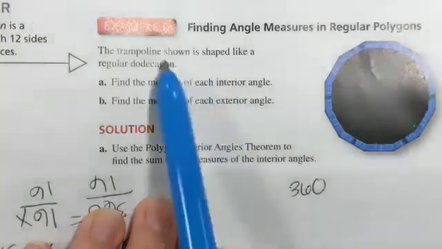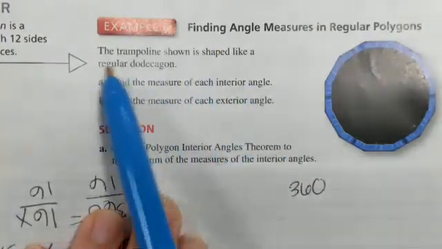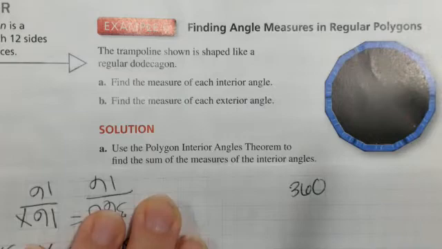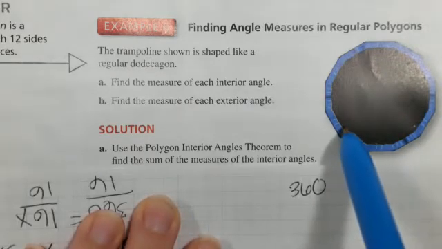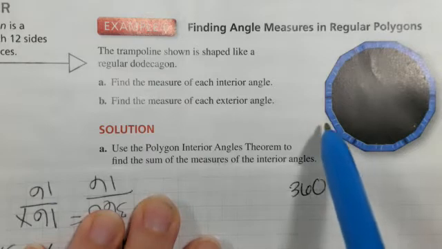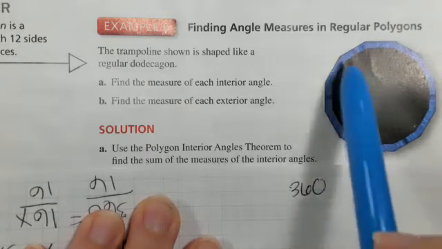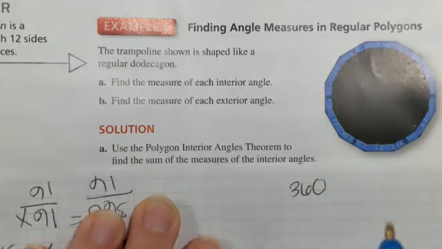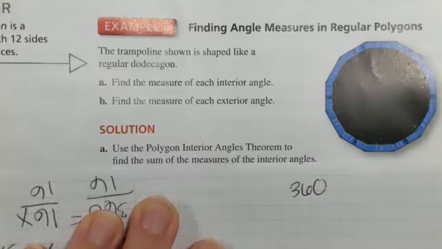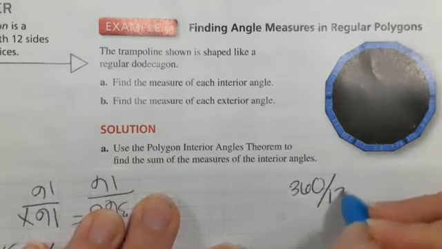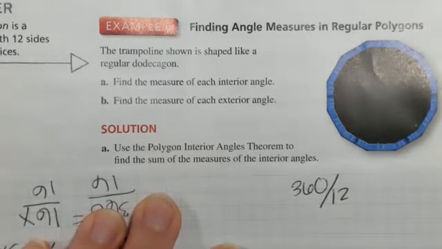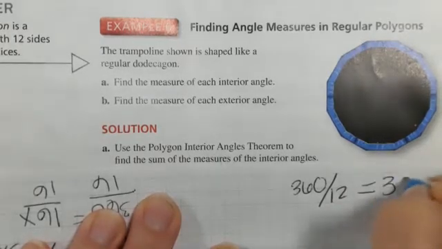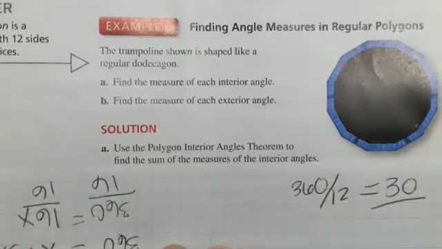That means, right here it says regular. That means all of our interior angle measures are congruent and all of our sides are congruent. So if all of our interior measures are congruent, all these little segment extensions we're going to draw off here are going to create exterior angles that are also congruent. So we can just divide 360 by 12 and get each exterior angle. So each exterior angle is 30 degrees.